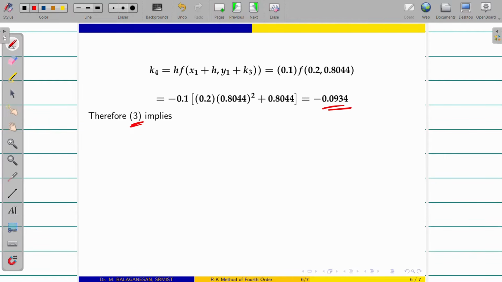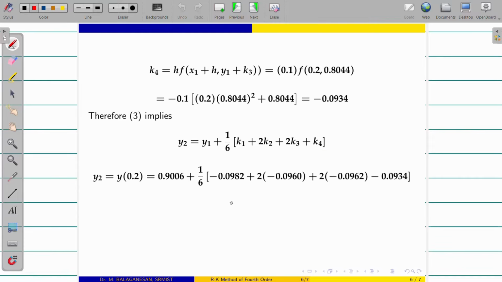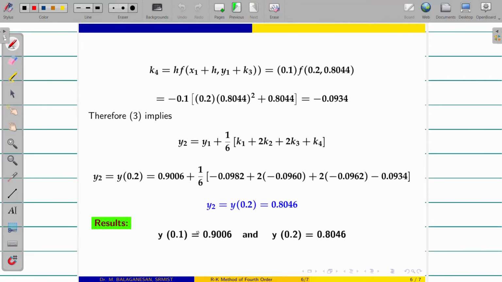Therefore, substitute in the final equation 3. This is equation 3. Substitute the values here: k1, 2 into k2, twice of k3 plus k4. Simplify this, we can get this answer. That's it, guys. This is the value for y2. So the final result will be: at x1 is 0.1, y1 value is this. At x2 is 0.2, what is the y2 value? The y2 value is this. That's it.